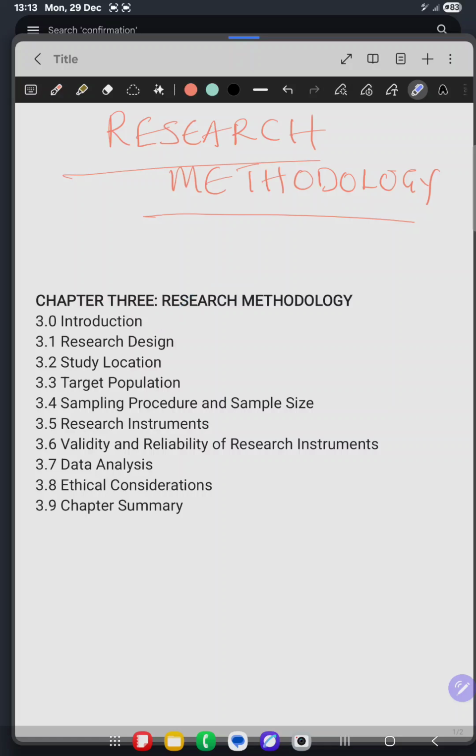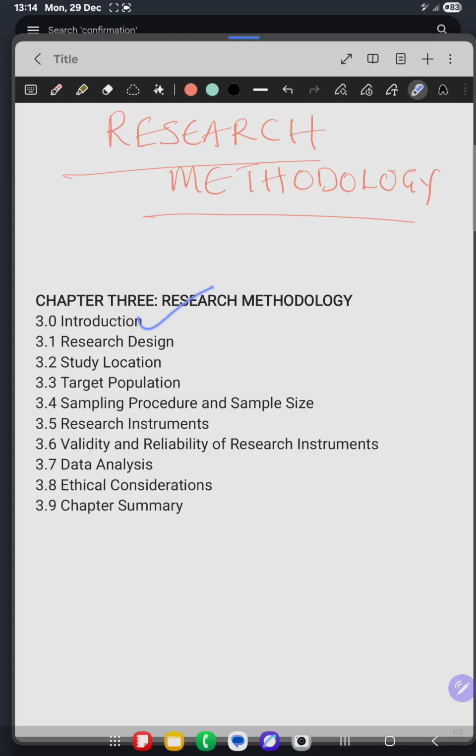For instance, in this case, if we are to come up with an introduction, we can say that in this chapter, the researcher will describe the research design, the study location, target population, sampling procedure, research instruments, validity, data analysis, and so on and so forth. So you are giving an overview of what is going to be found inside the chapter. No wonder in any research writing, you are supposed to have an introduction to give a brief overview of what is going to be found in that particular chapter.